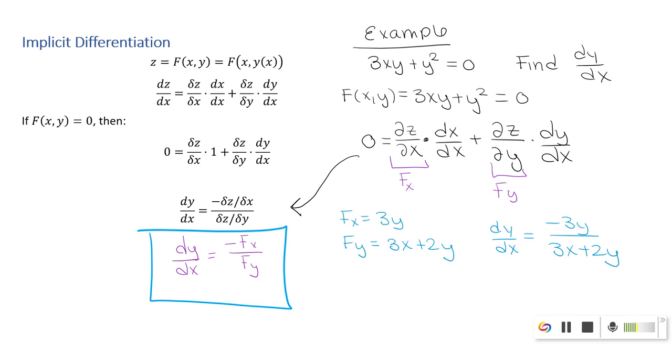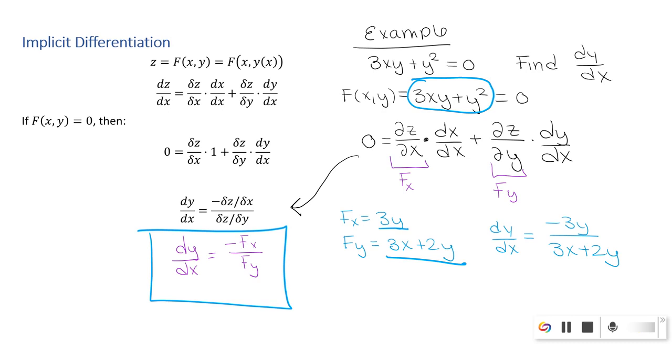So in this particular case, here's my function f. Derivative with respect to x is just 3y. Derivative with respect to y is 3x plus 2y. And so this formula is saying that dy/dx would have to be negative 3y over 3x plus 2y. And you can verify this if you remember how to do this implicitly from Calc 1. You can actually solve this and verify that this is indeed the answer.